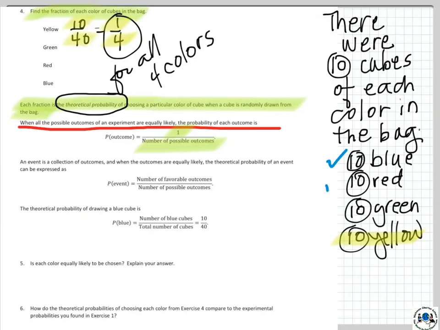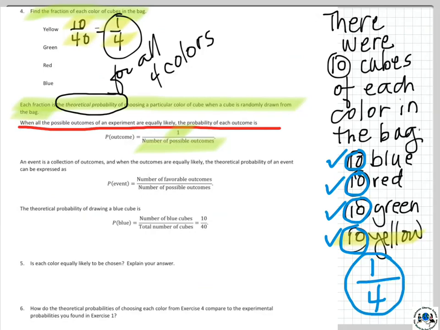You could have picked a blue, a red, a green, or a yellow. Okay, you had 4 outcomes. Right, and that was our denominator. And each of those, since they were equal, there were 10 of each in there, equally likely, that would be 1 out of 4, 1/4, and that's the same as we achieved up top there.